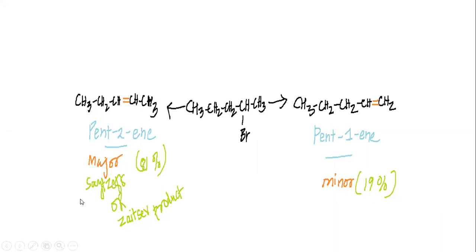So the product pent-2-ene is known as the Zaitsev product, and this is the major product for the beta elimination reaction. So my dear students, when a beta elimination reaction takes place, according to the Zaitsev rule, the product is preferred in which there is a double bond between the carbons, where the carbon is bonded to more number of carbons.